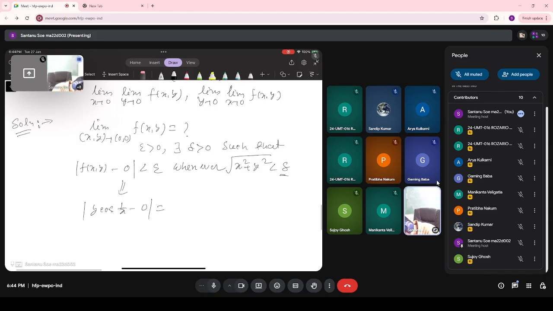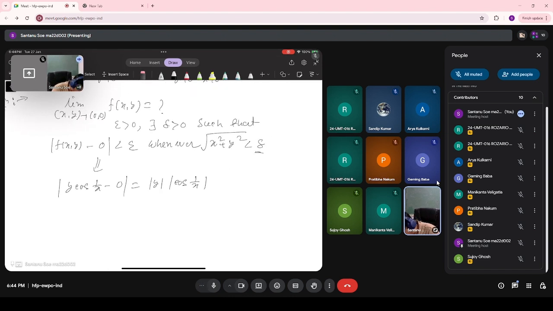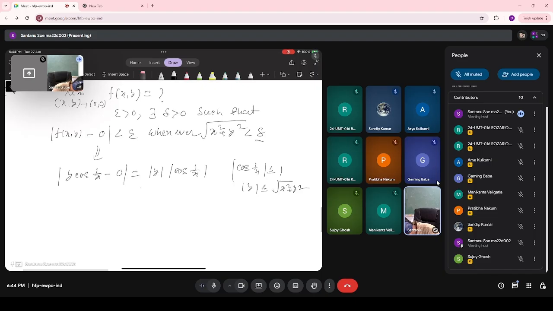So this will be nothing but modulus of y modulus of cos 1 by x, right? Now we all know that modulus of cos 1 by x is less than or equal to 1, and mod y is less than or equal to square root of x square plus y square, right? So this will be less than or equal to x square plus y square. Now we need this to be less than or equal to epsilon, correct?